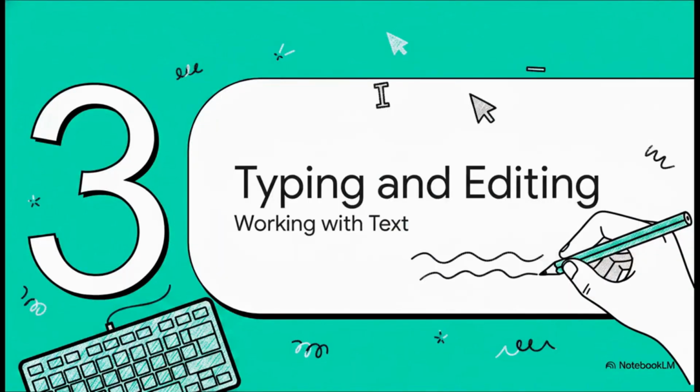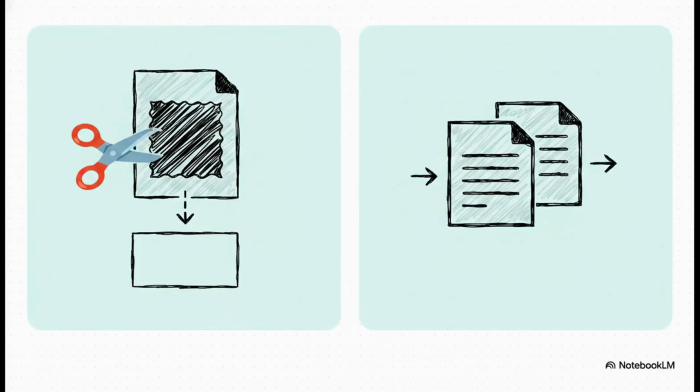Okay, Section 3, Typing and Editing Text. So once you've typed a few sentences, you're probably going to want to reorganize them, right? Understanding the difference between moving text and copying text is absolutely vital here. Moving text changes its location entirely. We do this by using the Cut option to delete the text from its original spot, and then we paste it to drop it wherever our cursor happens to be.